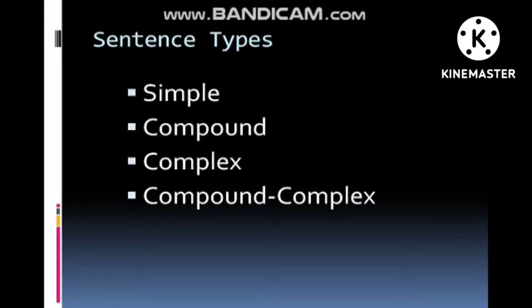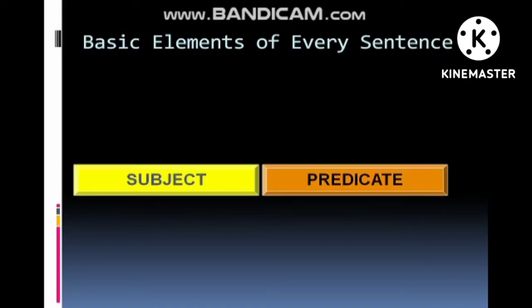It has two parts, subject and predicate. Okay, so what is subject and what is predicate? The subject is what or whom the sentence is about. The predicate tells something about the subject. The predicate of the sentence contains the verb. Okay, so the subject is the part which tells about the predicate, and the predicate is the part which tells about the subject.